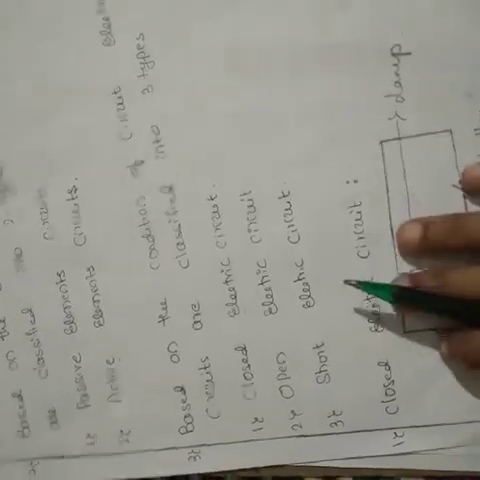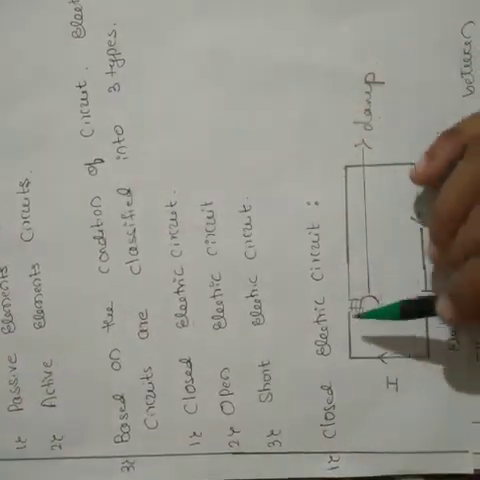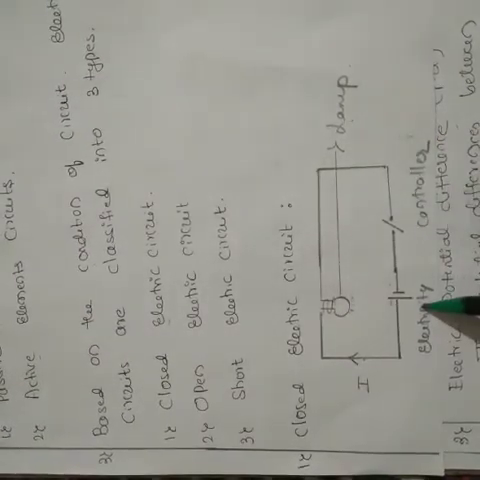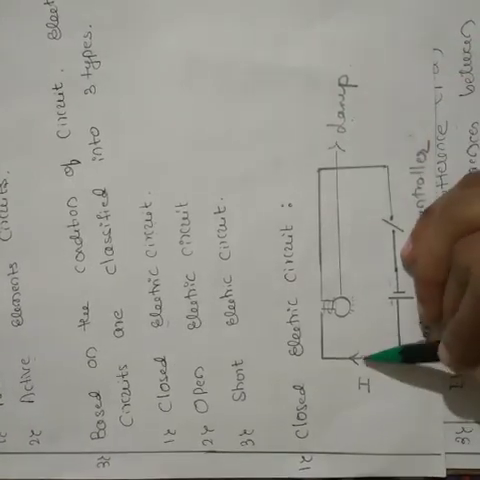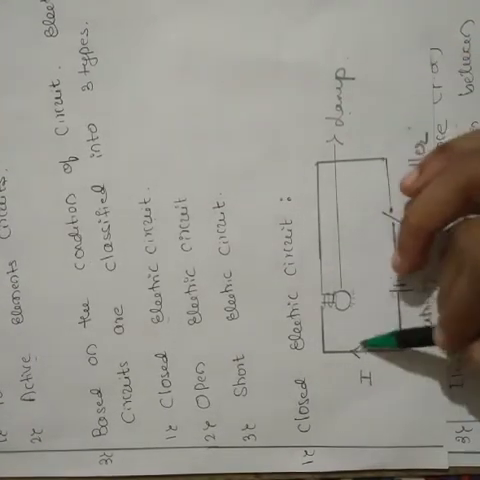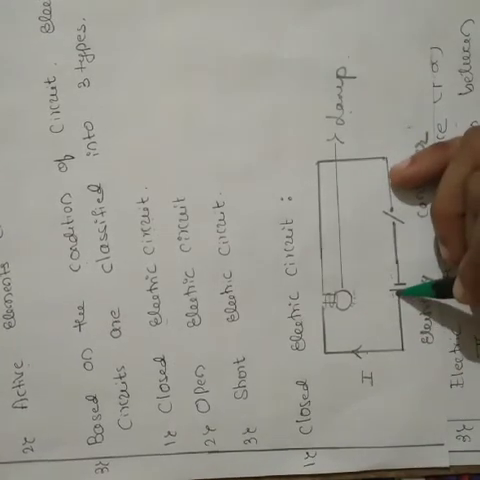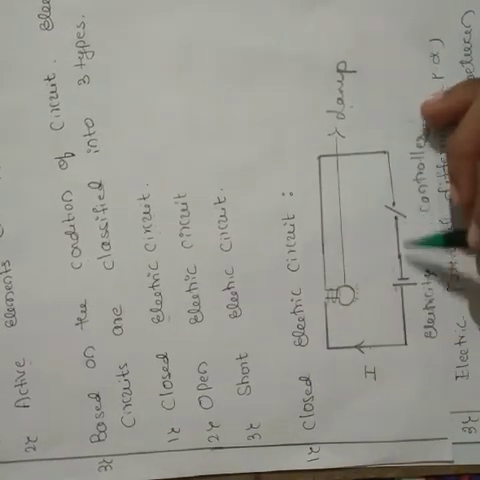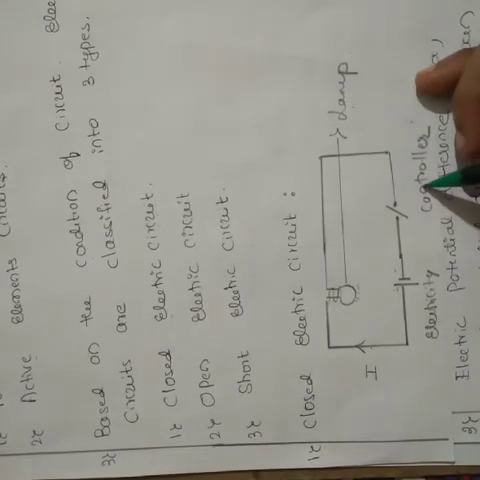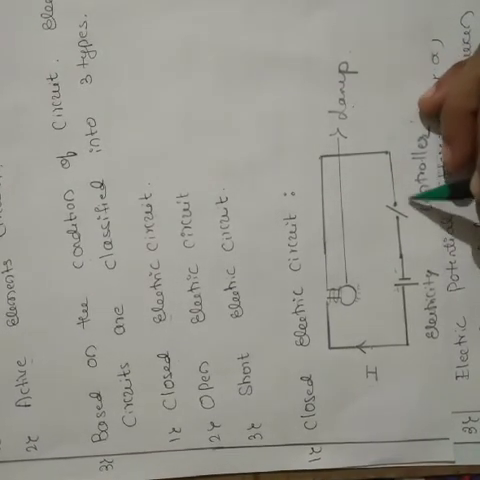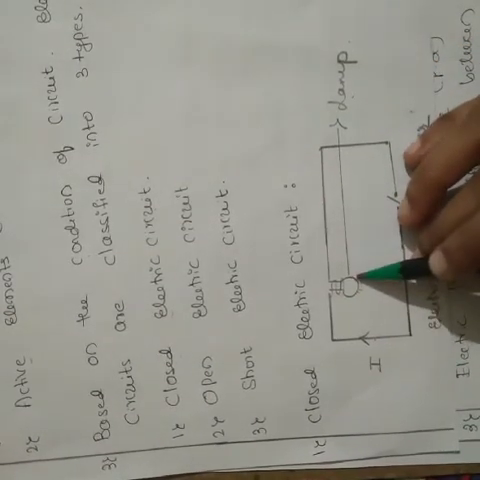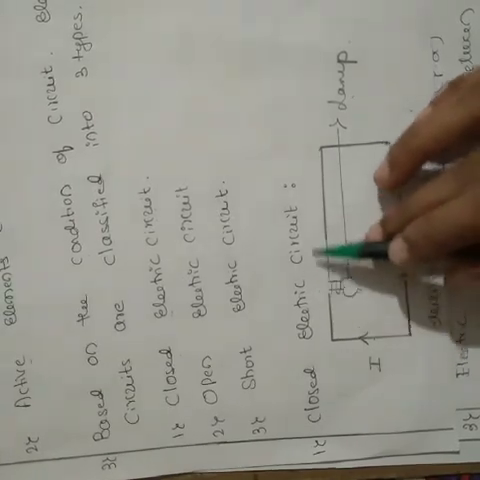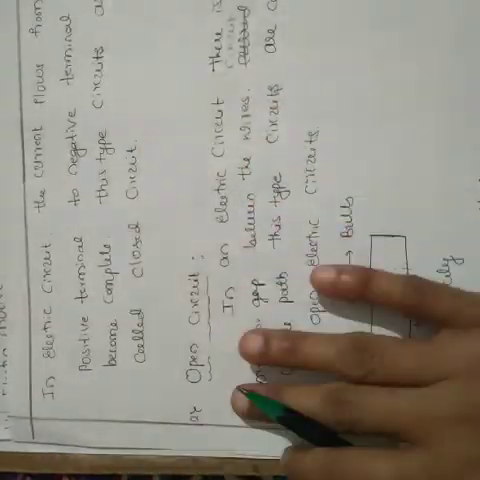You can take one simple electric circuit diagram, which has four parts. This is the electricity, meaning the source; the controller, meaning the switch; the lamp, meaning the consumer; and the connecting wires, meaning the medium. Here the current flows from the positive terminal to the negative terminal. When the switch is in the on position, the current flows and the lamp is on. This is called a closed electric circuit.